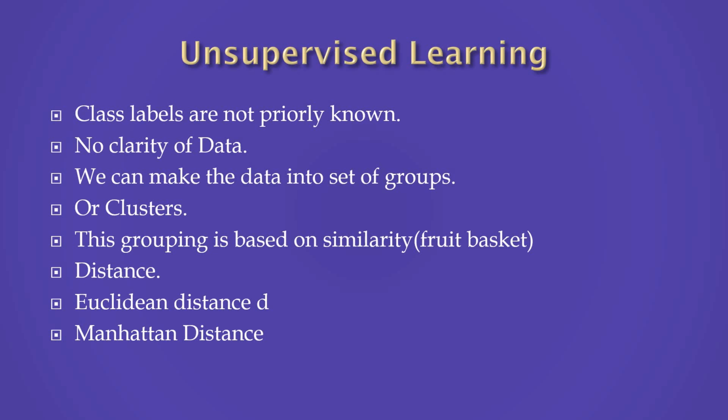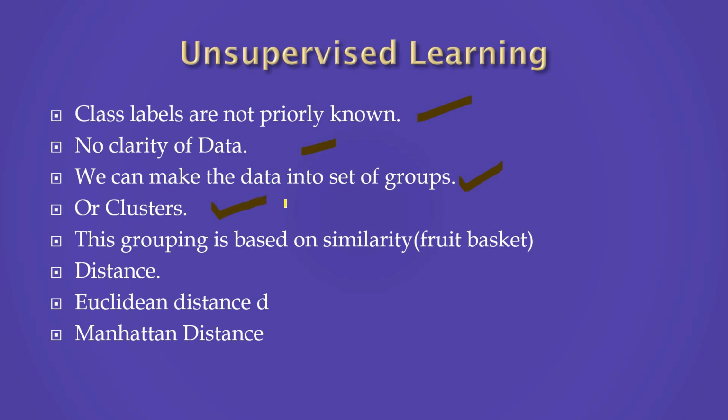As I told in the previous slides, supervised learning is classifying data based on labeled data, whereas in unsupervised learning, the data items do not have any kind of data labels. So this feature is called unsupervised learning. Here, as we discussed previously, the class labels are not known beforehand and there is no clarity in the data, and we can make the data into some set of groups. So unsupervised learning is also called grouping. This grouping is also called clustering.